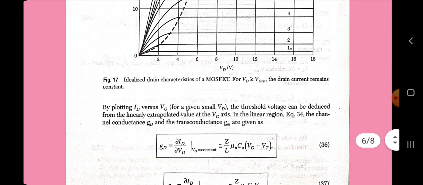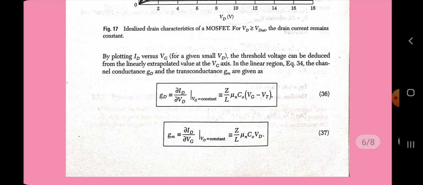By plotting Id versus Vg for a given small Vd, the threshold voltage can be deduced from the linearly extrapolated value at the Vg axis. In the linear region, the channel conductance gD and the transconductance gm are given by gD is equal to del Id by del Vd at Vg constant. This is nearly equal to Z by L mu n C0 (Vg minus Vt), and gm is equal to del Id by del Vg keeping Vd constant. This is nearly equal to Z by L mu n C0 Vd.